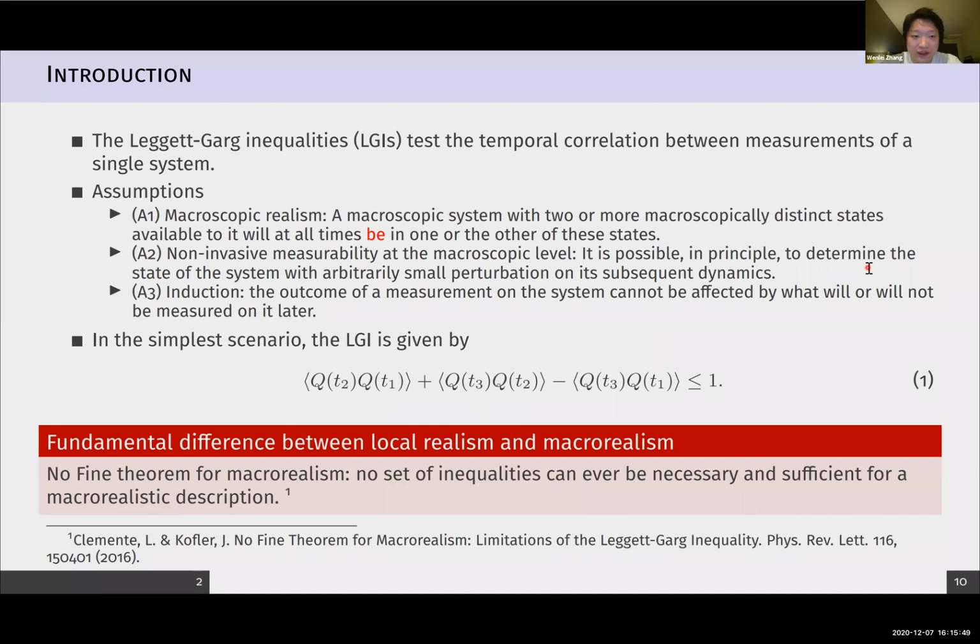Their definition of macroscopic realism is similar to the notion of realism conceived by Einstein, Podolsky, and Rosen, where they say that if you have more than one state, it has to be in one of those states. It's an argument for macroscopic systems, but they don't have the word classical in there, so they're not considering whether the system is described by classical mechanics or quantum mechanics or anything like that. But it says two or more macroscopically distinct states.